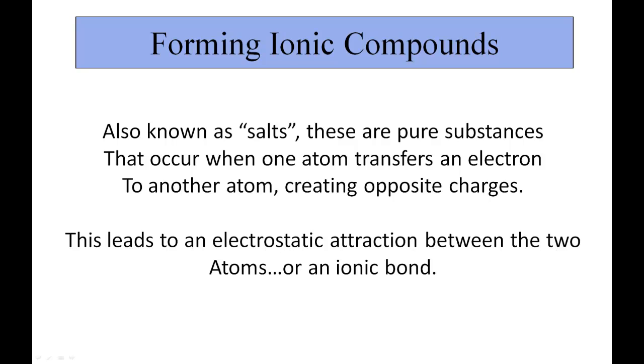This section is about forming ionic compounds. Also known as salts, these are pure substances that occur when one atom transfers an electron to another atom, creating opposite charges. This leads to an electrostatic attraction between the two atoms, or an ionic bond.